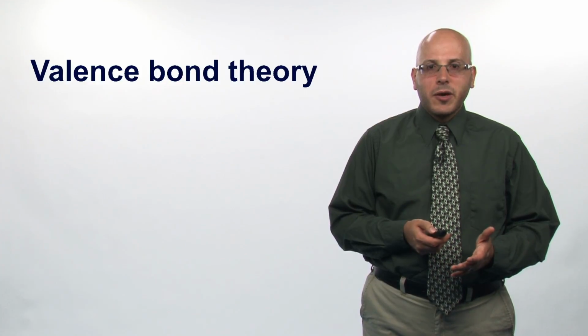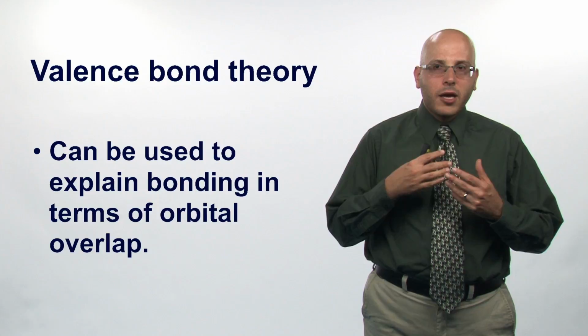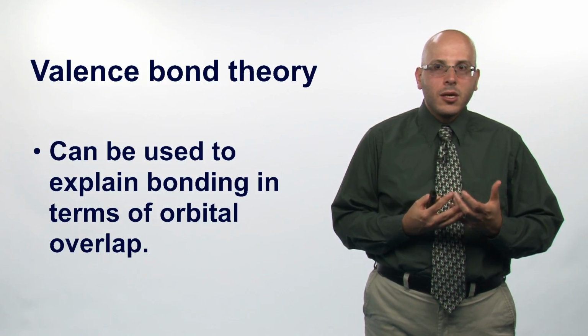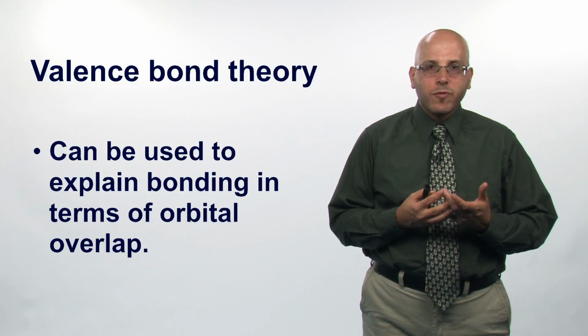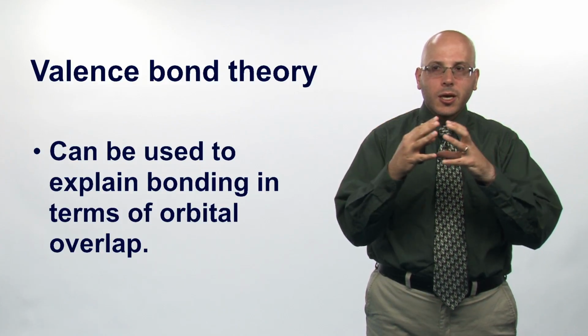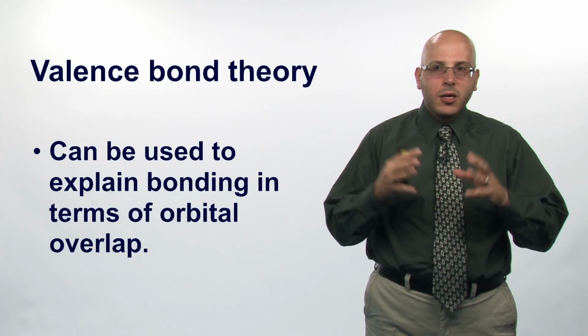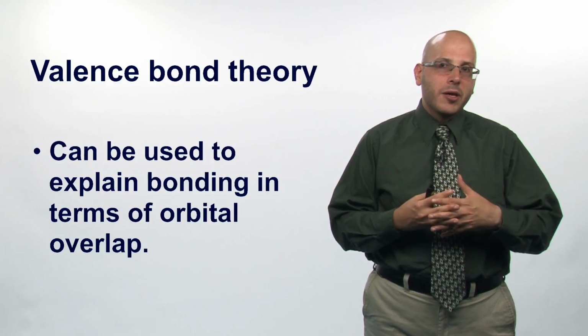So you might ask yourself, what is valence bond theory? Well, valence bond theory is a kind of mathematical description that we can use to describe bonding. And we're going to do this in terms of orbital overlap, meaning we want the orbitals from these atoms to come together and try to make a bond. The more they come together, or the more they overlap, the stronger that bond is going to be.